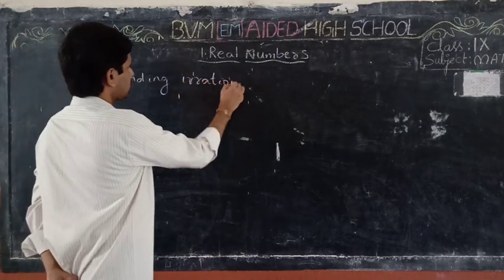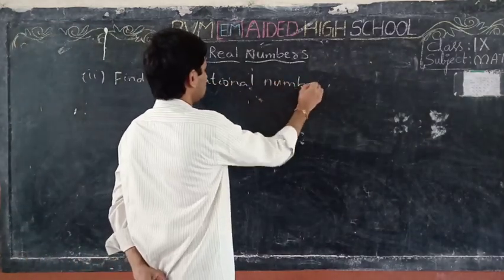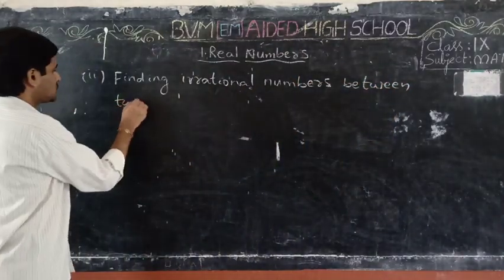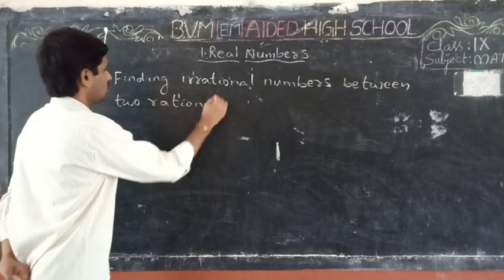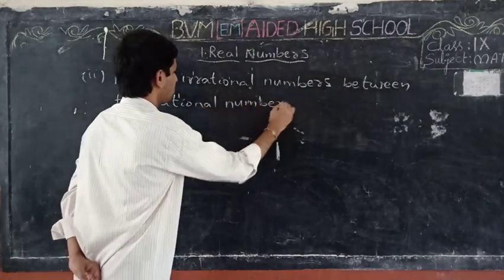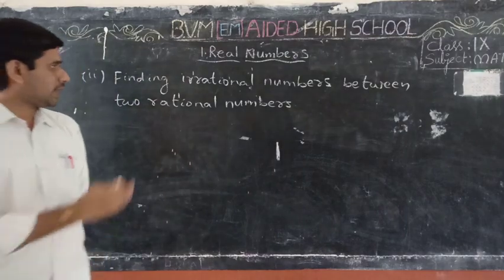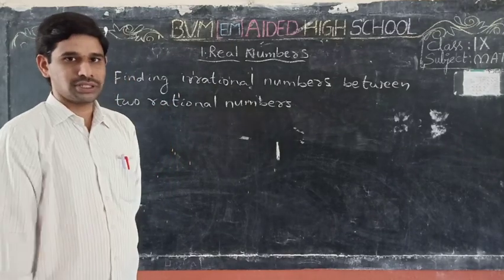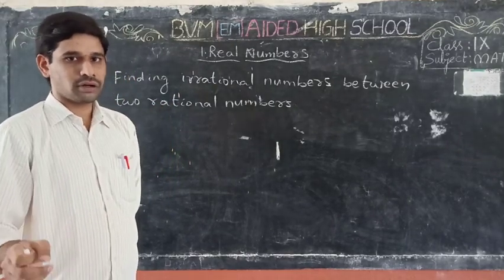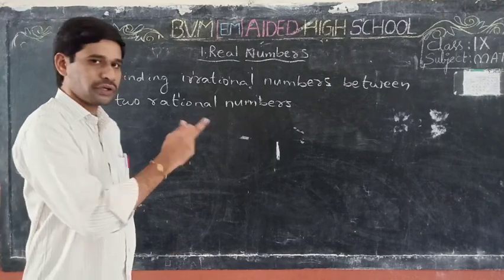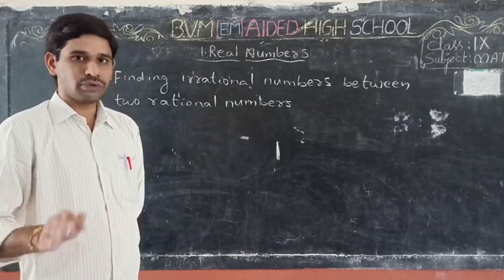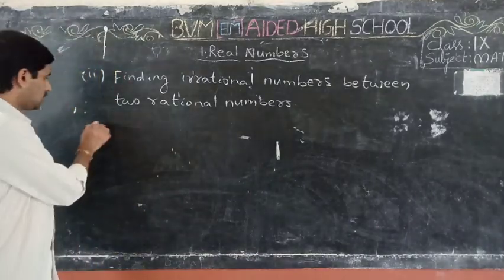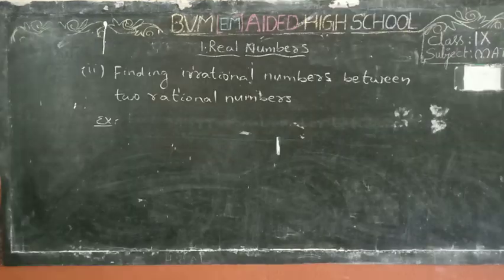Now the second topic in irrational numbers: finding irrational numbers between two rational numbers. In the rational numbers topic, we discussed rational numbers between two rational numbers. Now, irrational numbers between two rational numbers, that is, non-terminating, non-recurring decimals, or square roots of non-perfect square numbers, in between two rational numbers. So, let us discuss.